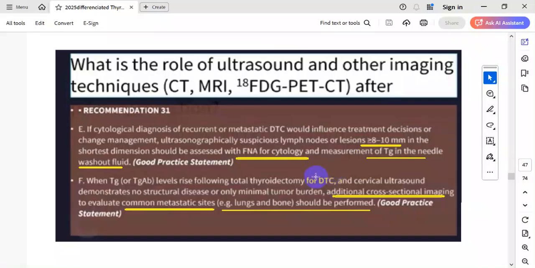Here, in some patients with rising thyroglobulin levels or thyroglobulin antibodies after total thyroidectomy for DTC, if the cervical ultrasound demonstrates no disease, additional cross-sectional imaging to evaluate common metastasis sites, for example in lungs or bones, must be done.